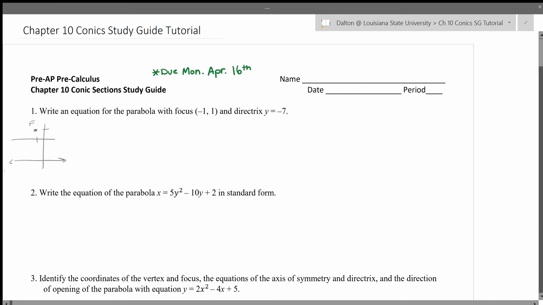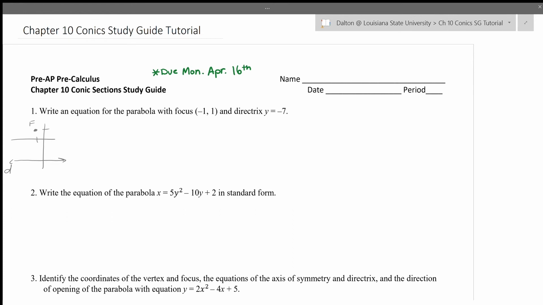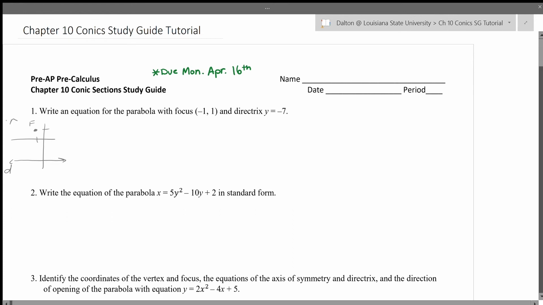So if that's the directrix and that's the focus, our parabola can't touch this directrix line, and the focus has to be on the inside of it. The only way for that to happen is for our parabola to face up. So if that's the case, then we must have the x term be the one that is squared, and p must be positive in order for that to happen.